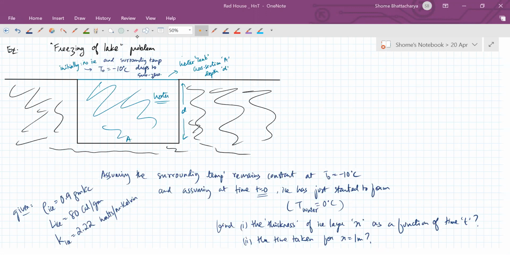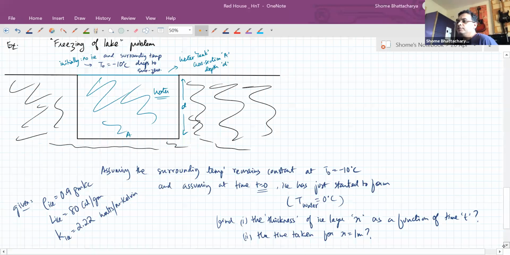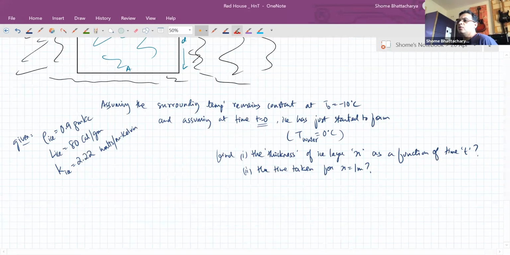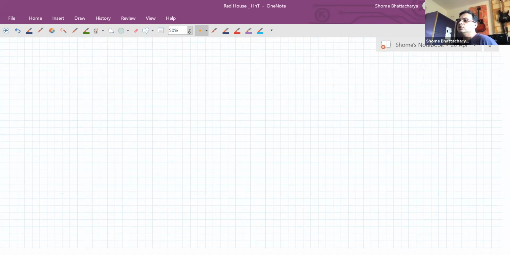Okay, let's try to figure this out. So what we have to understand is that when we reach this situation that all the water has uniformly reached 0°C, ice has just about started to form. So that is the situation at t equal to 0.